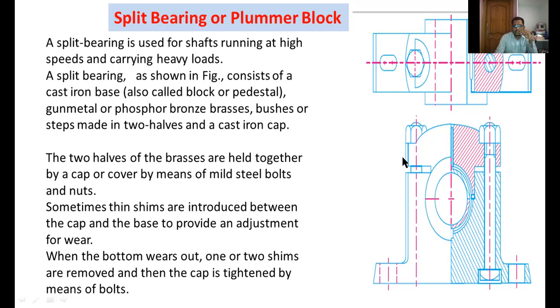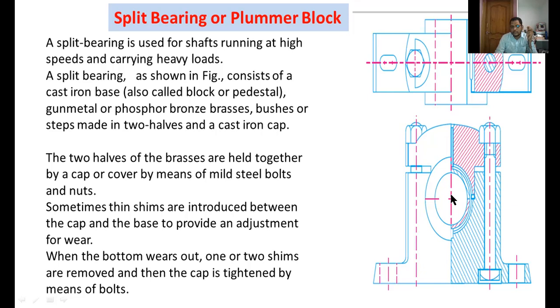A split bearing, as shown in the figure, consists of a cast iron base. This is the base, also called a block or pedestal. Then the middle portion: gunmetal or phosphor bronze brasses, bushes or steps made in two halves, and a cast iron cap. This is the cast iron cap. These two halves are called bushes, phosphor bronze bush or gunmetal bush.